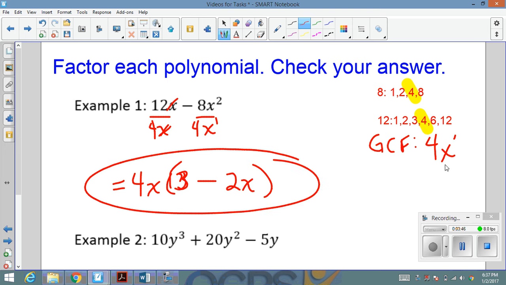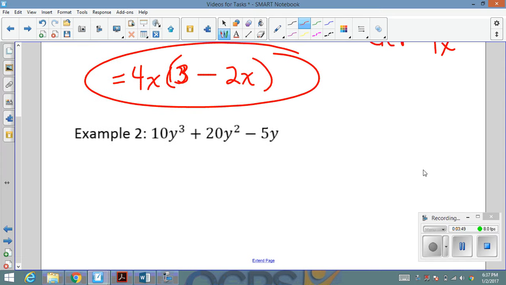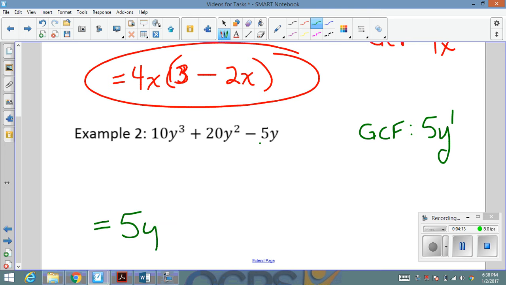Let's look at example 2. Now in example 2, I didn't bother writing out my common factors because as I look at example 2, my 10, 20, and 5, they are all divisible by 5. So my greatest common factor is going to be 5, and then looking at my variables, y cubed, y squared, and y. So the y is common, smallest exponent is 1. So my factored answer is going to be 5y times something. To figure out the something, I divide each term by 5y.